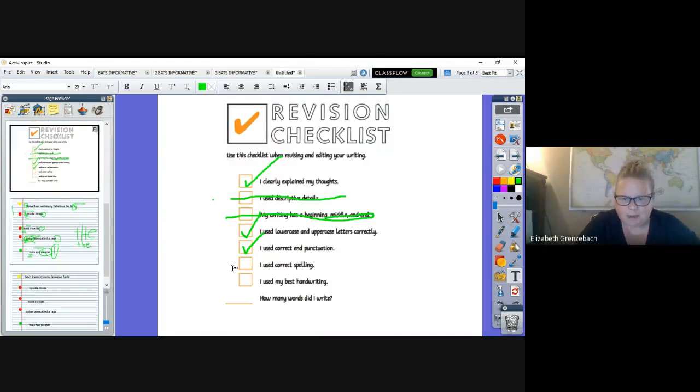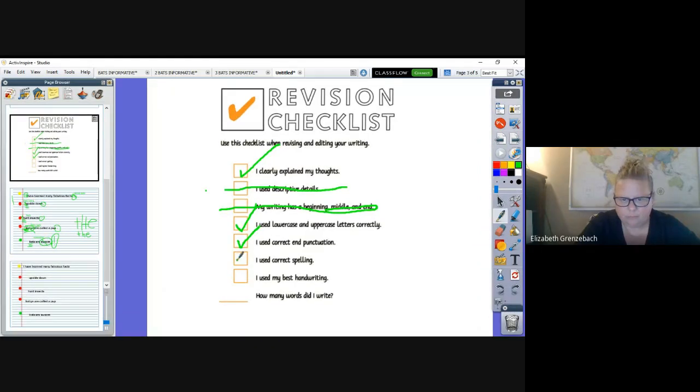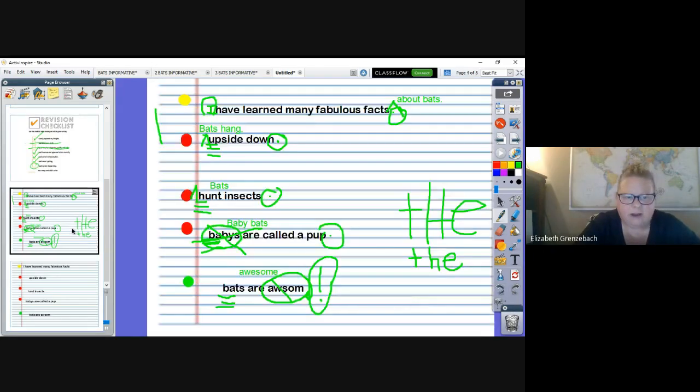So let's go back here. I checked my spelling. I used my best handwriting. Well, I would say no, because look at the handwriting. That's not my best. This is all typing because I'm on a computer. So that's up to you to decide.